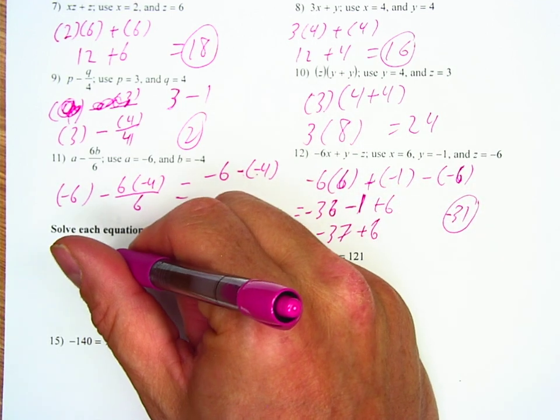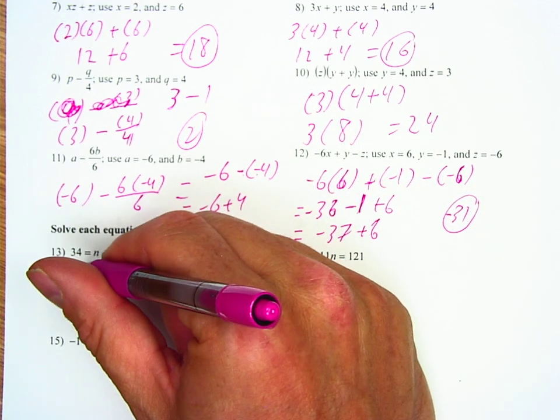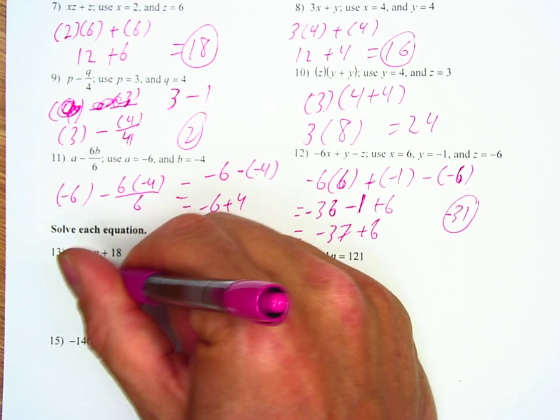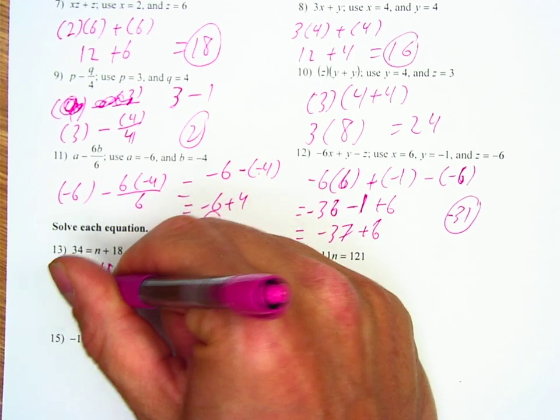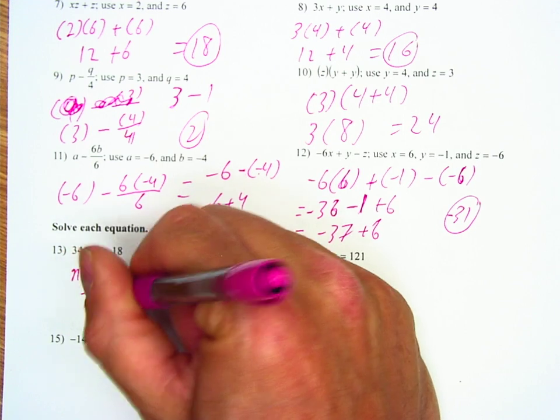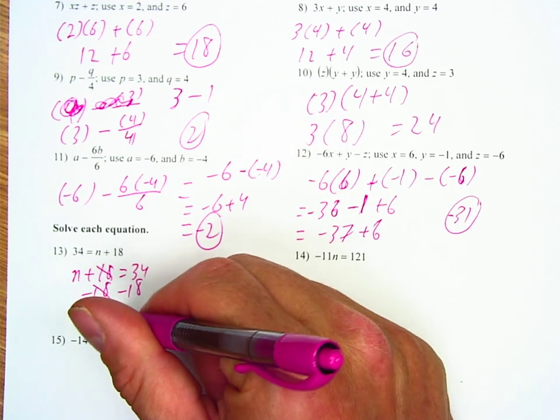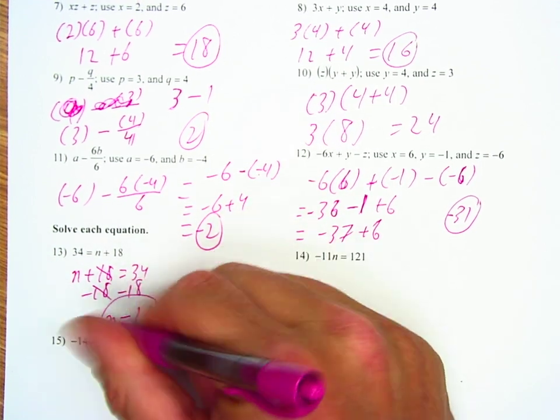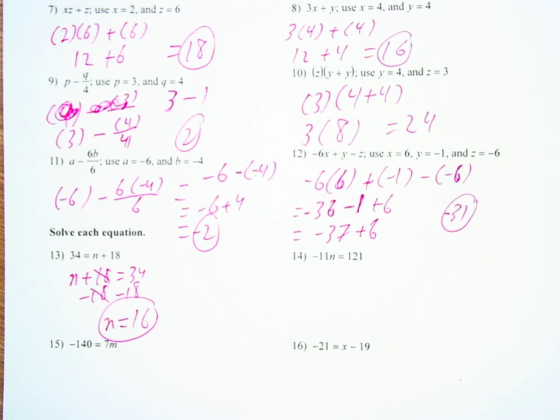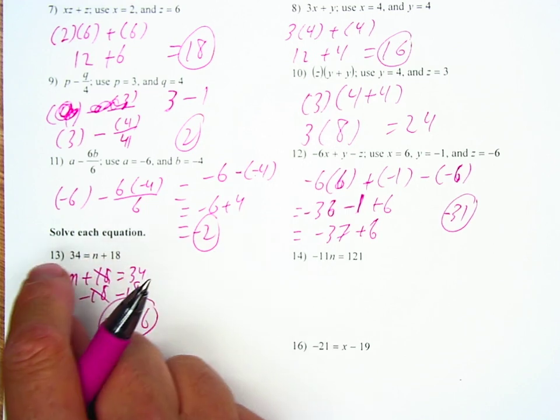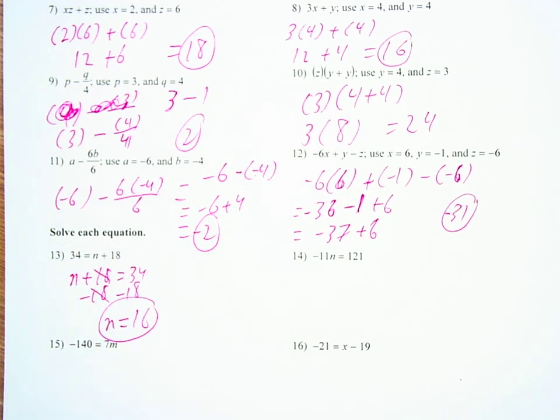Question 13. You can rewrite this with the letter on the left if it makes you more comfortable, or you can simply subtract 18 from 34 directly at the start of the question to get 16. The reflexive property does say that you can switch the sides around, either at the end or at the start of the question. So if you subtract 18 at the start, switch it around into n equals 16 for your answer.